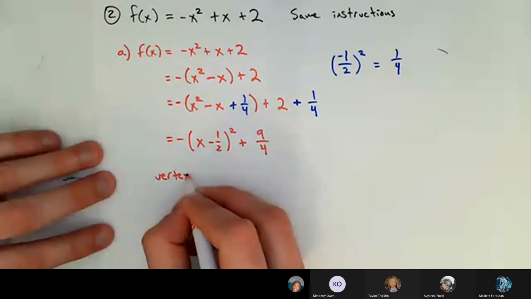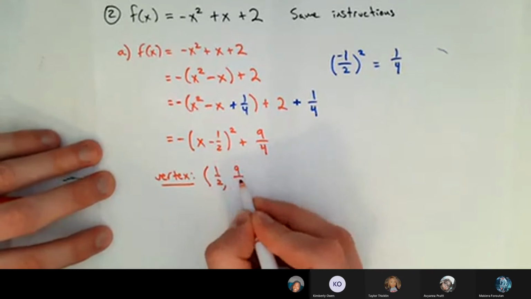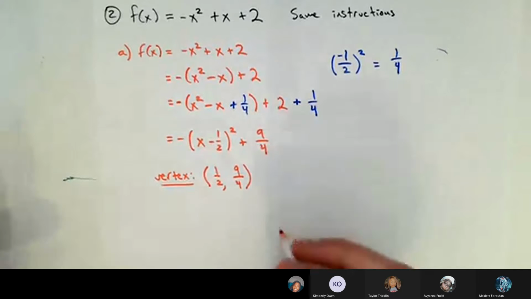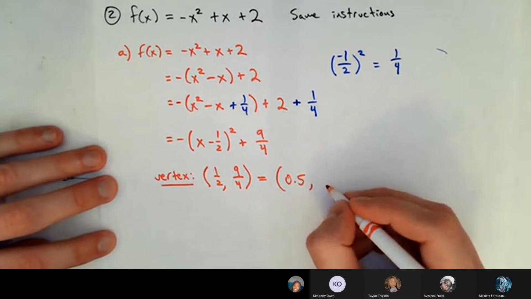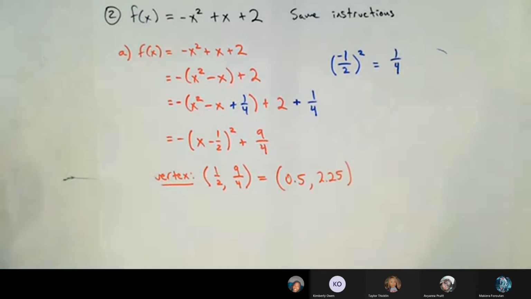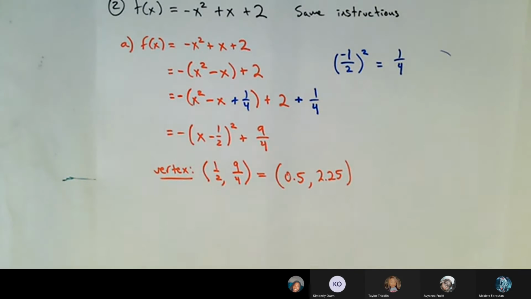So my vertex is 1/2, 9/4. That's okay. It's fractional. That's all right. And if you'd like to have it as a decimal, that's 0.5, 2.25. We tend to like to have it as decimals for the purpose of graphing. You may be more comfortable knowing where that is on a coordinate plane versus where 9/4 is. All right, so we found the vertex. Fractions are involved, but that's okay because we know how to deal with fractions.